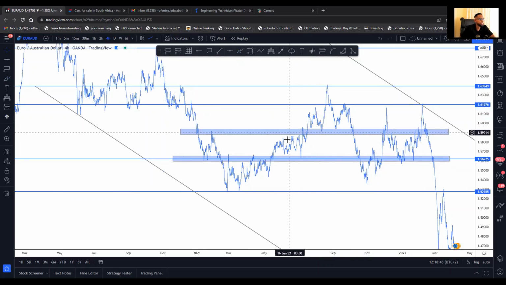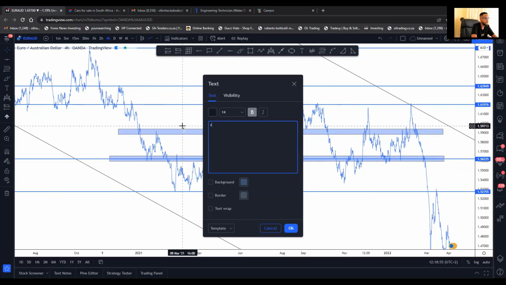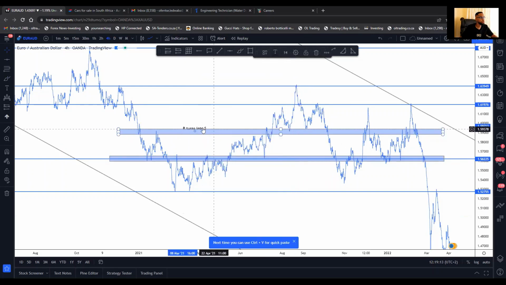So it was a resistance while the market was below. Now it broke it, came back to retest. Now resistance, R, you can say R, turns into S, which is the support. So resistance turns into support.